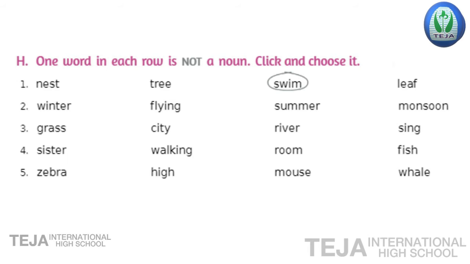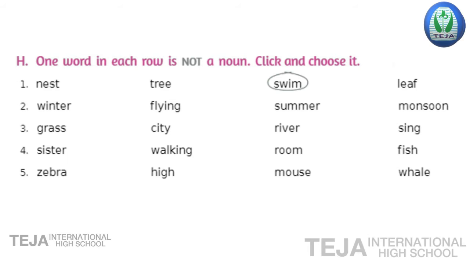First one, the words are nest, tree, swim, leaf. The words nest, tree, leaf are nouns, whereas swim is not a noun. Here, nest is a thing, tree is a living thing, leaf is also a living thing of a tree, but swim, it's an action word. So, swim is not a noun.